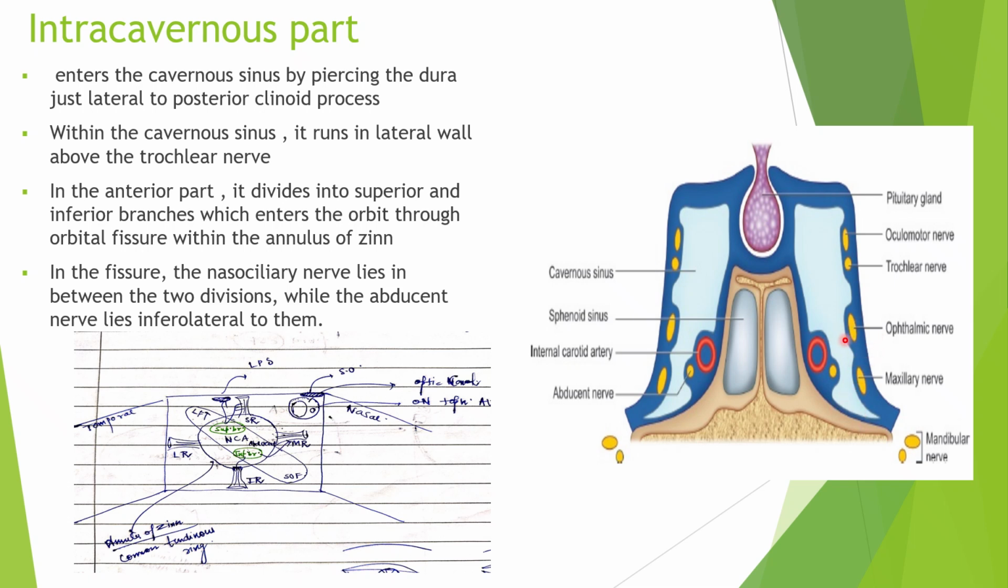Divisions of the fifth nerve, first and second division, and in the anterior part it divides into superior and inferior branches, which enters the orbit through the orbital fissure within the annulus of Zinn. This is the annulus of Zinn, and in this fissure, the nasociliary nerve is lying between the superior and inferior branches of the oculomotor nerve, and the abducent nerve is lying inferolateral to them.